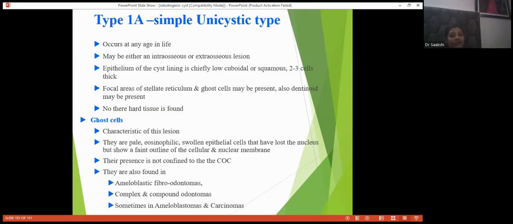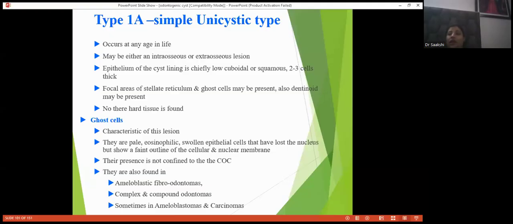Basically, they are pale, eosinophilic, swollen epithelial cells that have lost the nucleus but show a faint outline of the nuclear membrane. Now what happens is that the cell has nothing inside it; all the eosinophilic material it had has been lost. All you see is a cell membrane and the outline of the nuclear membrane. How do you see a ghost? When you see a ghost, you don't see the entire person, you just see that yes, something is there, some boundary or a shadow of a person. Similarly, you will see this in such cells. So that's why these cells are called ghost cells.